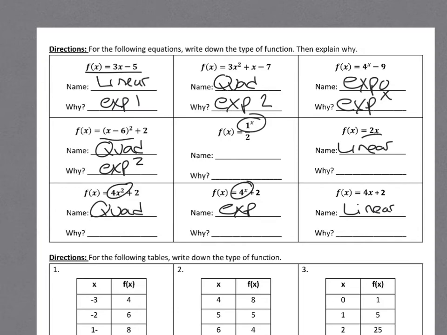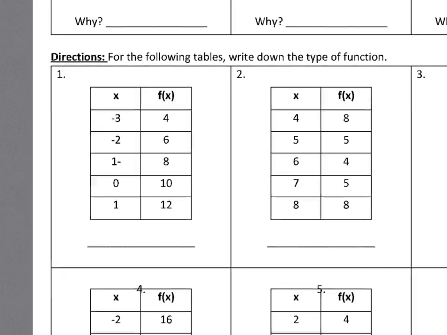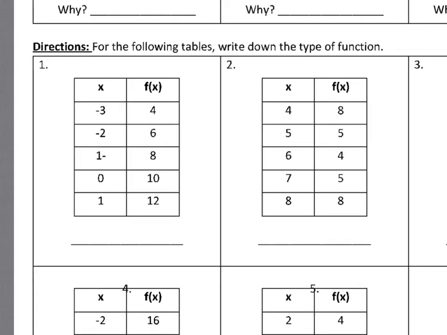All right, let's get to tables. We don't have an equation, but I need to know what type of function it is. So I look over here at my x's, and they're either going to be going up 1 or down 1. It's going to be constant over here. So we're adding 1 every time over here. That's usually the same on all of them. So 4 to 6, we added 2, added 2, added 2.